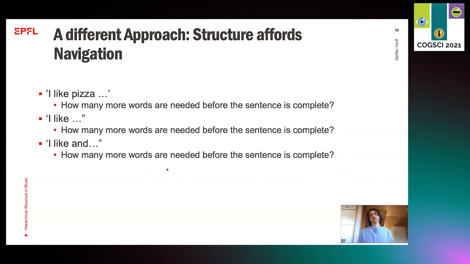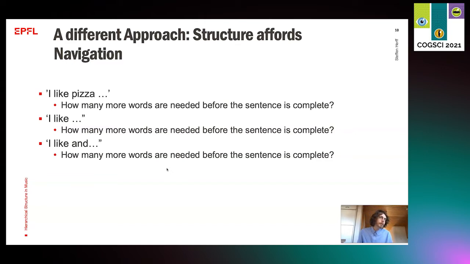So for example, if I use a sentence such as, "I like pizza," and I ask you how many more words are needed before the sentence is complete, then you will probably say, actually I'm quite happy with how the sentence is, and of course you would be right. But let's say I use a different example and I go, "I like," and then ask you how many more words are needed before the sentence is complete, then chances are good that you will accurately say, well, I feel a bit dissatisfied, there's an expectation open, I think one more word is required. And indeed you would be right, here in this case an object such as pizza.